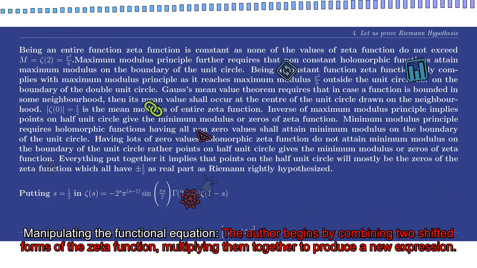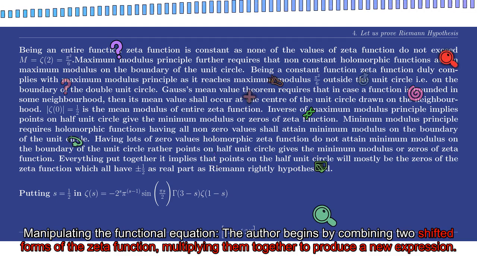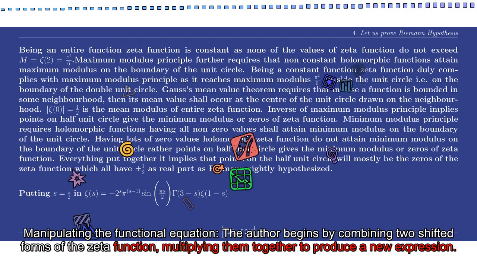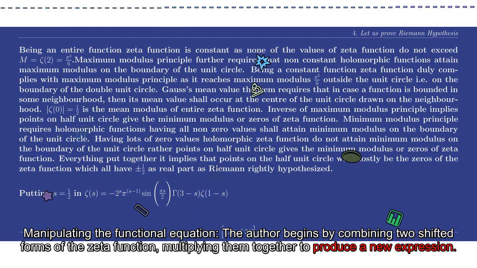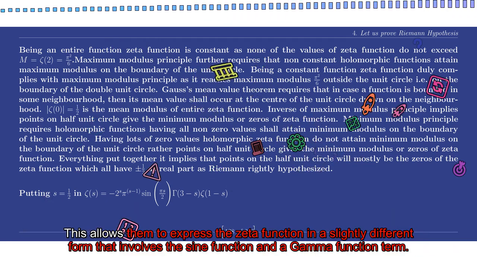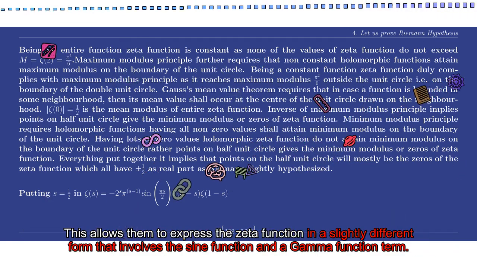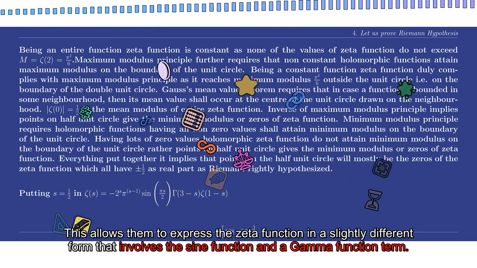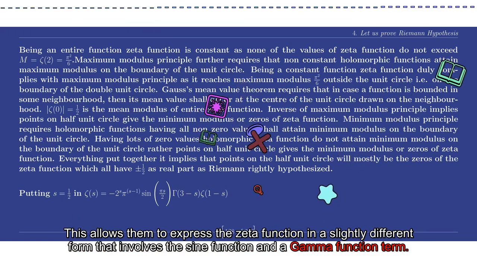Manipulating the functional equation, the author begins by combining two shifted forms of the zeta function, multiplying them together to produce a new expression. This allows them to express the zeta function in a slightly different form that involves the sine function and a gamma function term.